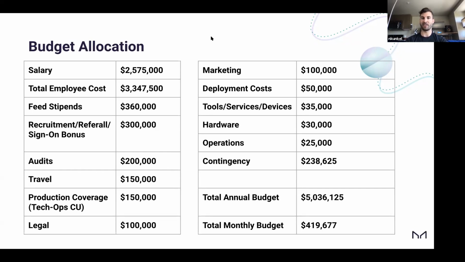We also have the feed stipends, right? So every month, feeds are paid.